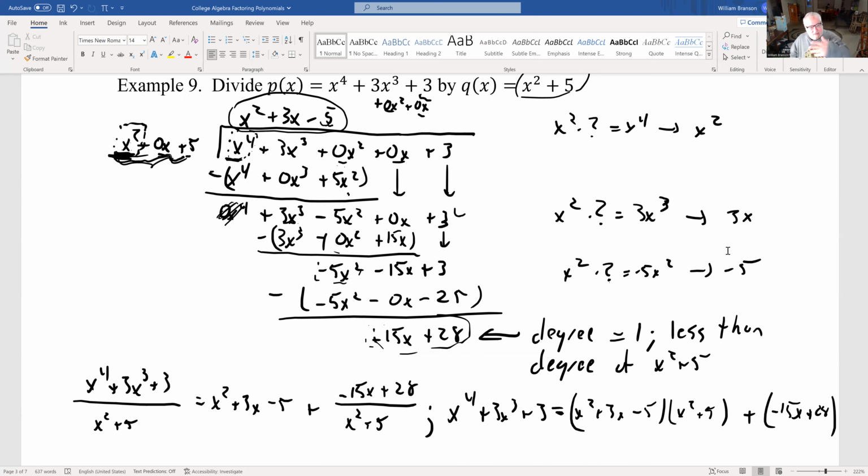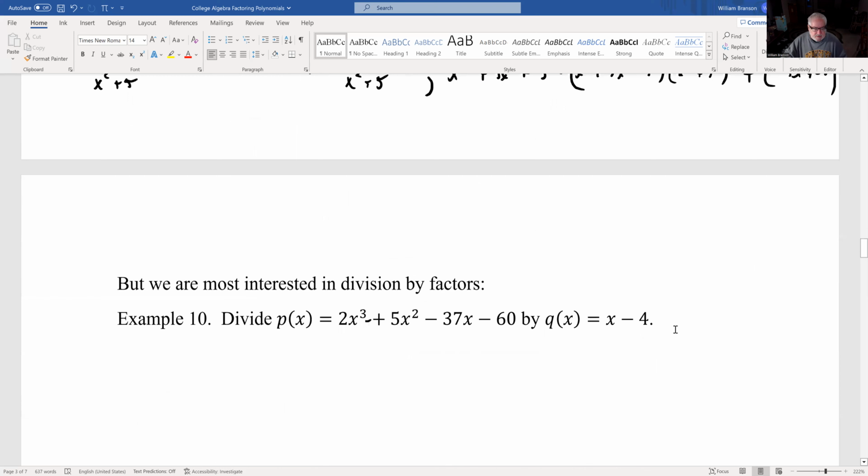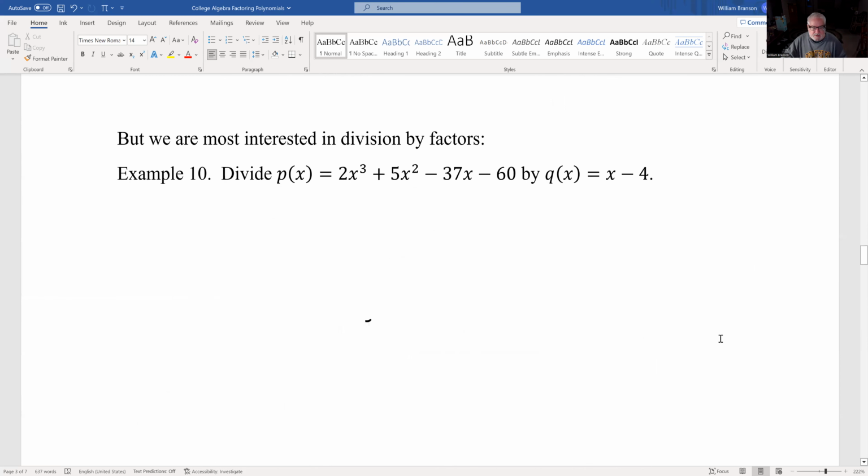Okay, so that's an example. It's a little bit random, but we just want to show you the details there. What we're interested in is what happens when you divide a polynomial by a factor, right? And factors are things like x minus 5 and 2x plus 3. So we're most interested in division by factors. So here's the thing. We want to divide by a factor.